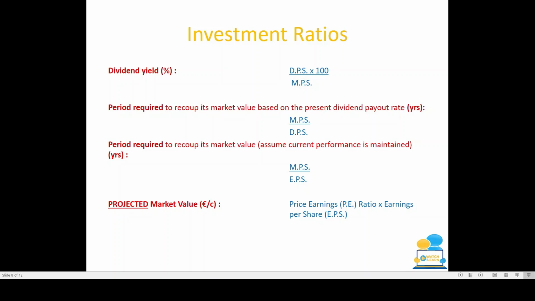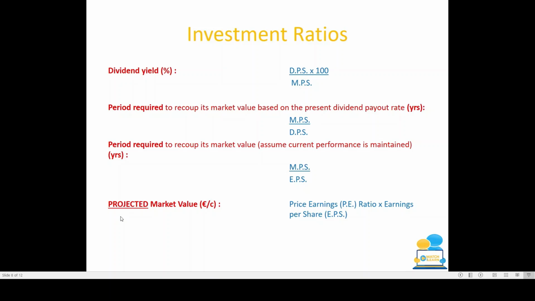So if you're asked that, you get your market price per share and you divide by your dividend per share. So it's kind of the opposite of this one here. And again, your answer will be in years here, not a percentage. And the period required to recoup its market value, assume current performance is maintained. Sometimes they might say performance, sometimes they might say earnings. Either way, it's just your market price per share divided by your earnings per share.